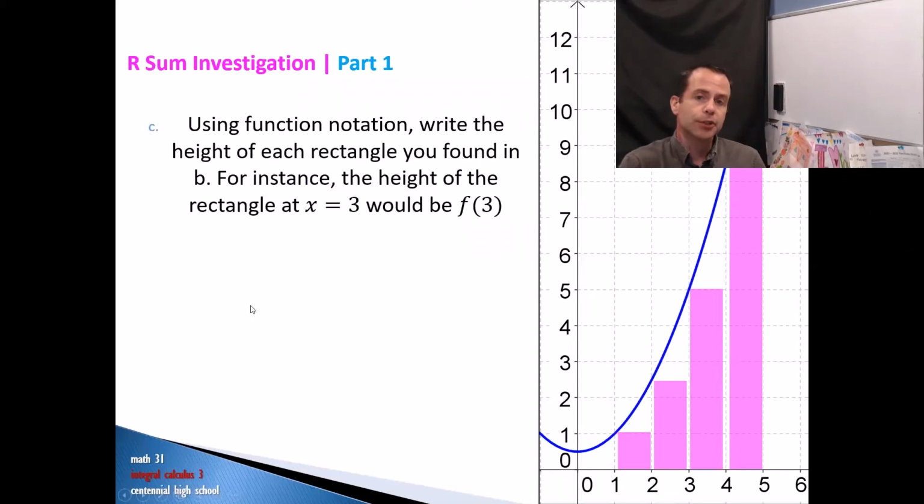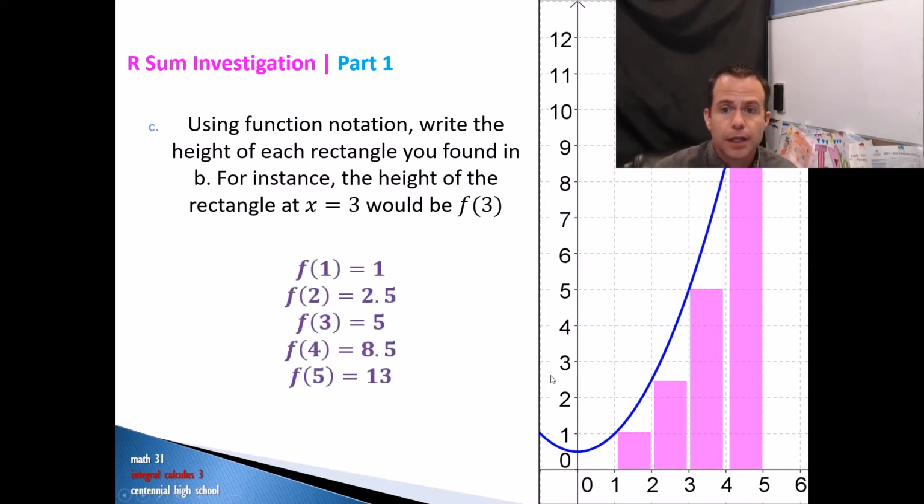Using function notation, write the height of each rectangle you found in B. For instance, the height of the rectangle at x equals 3 would be f of 3. So essentially I want f of 1, f of 2, f of 3, f of 4, and so on. I have f of 1 is 1, f of 2 is 2.5, f of 3 is 5, f of 4 is 8.5, and I also threw in there f of 5 being 13.